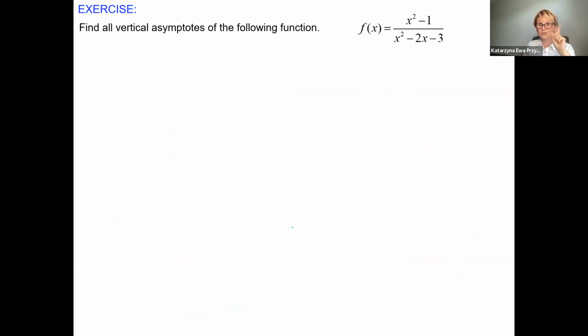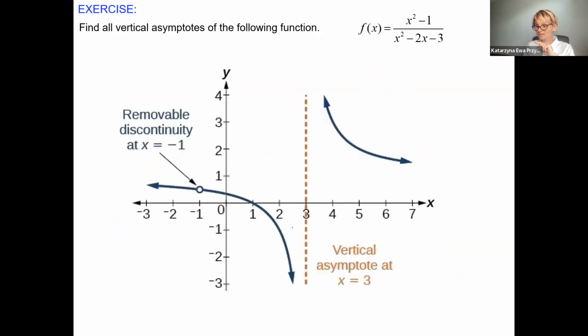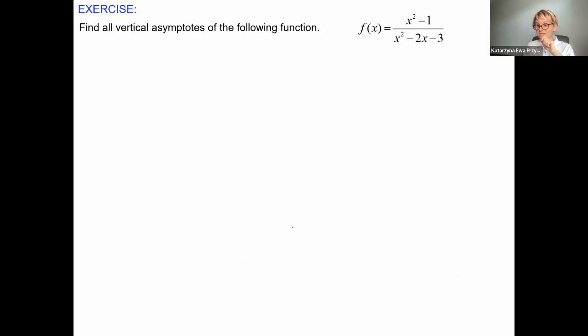I want you to tell me this question, and let me check. Okay, this question is my last question. I have the graph. Find all vertical, actually, no, find all asymptotes: all vertical, horizontal, and maybe slant. Okay, all asymptotes. That's supposed to be my question. Find all asymptotes of the function (x squared minus 1) over (x squared minus 2x minus 3).